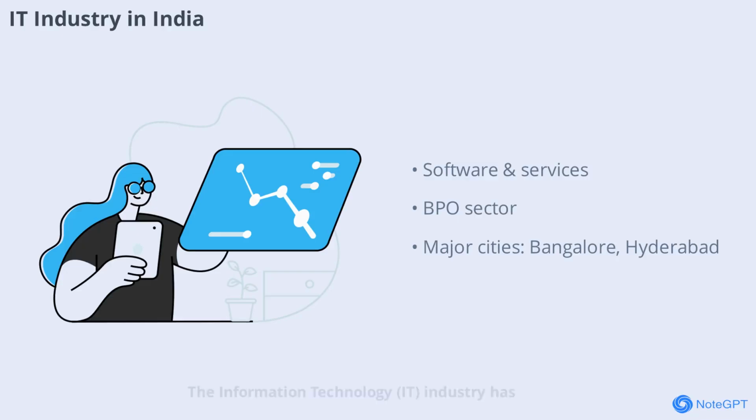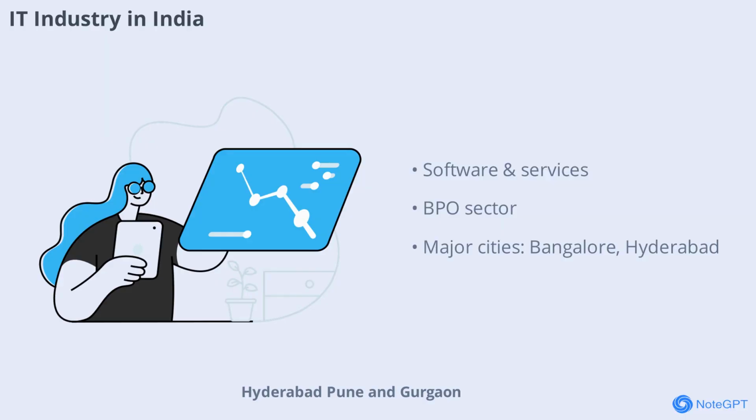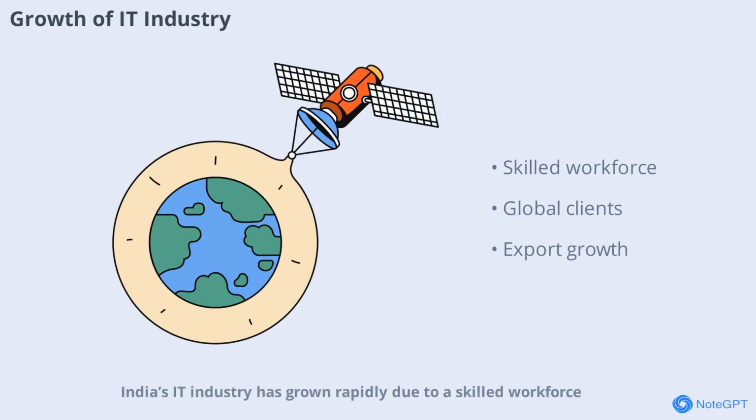The information technology (IT) industry has transformed India into a global technology hub. It includes software development, IT services, and business process outsourcing (BPO). Major centers are Bangalore, Hyderabad, Pune, and Gurgaon. India's IT industry has grown rapidly due to a skilled workforce, cost advantages, and supportive government policies. It has attracted global clients and contributed significantly to exports and employment generation.